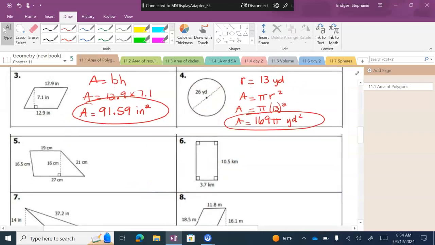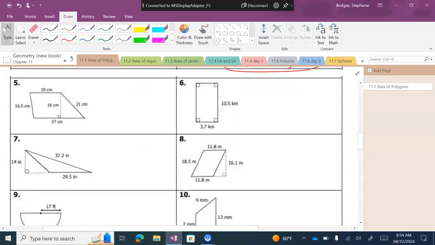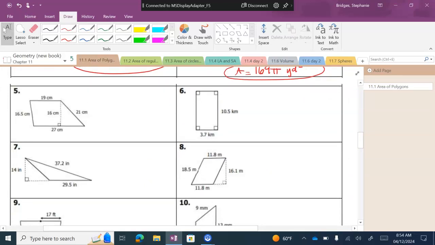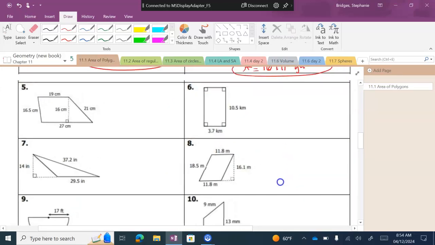All right, hold off on 5. We're going to do that one together. What I want you to do is try 6, 7, and 8 really quick. You've got a calculator, you've got your formulas. Plug and chug. We'll come back to 5 because that's the trapezoid. It's a little bit more complicated.